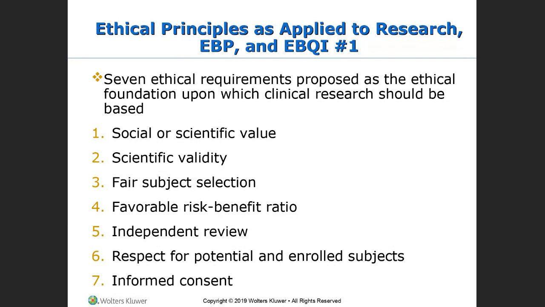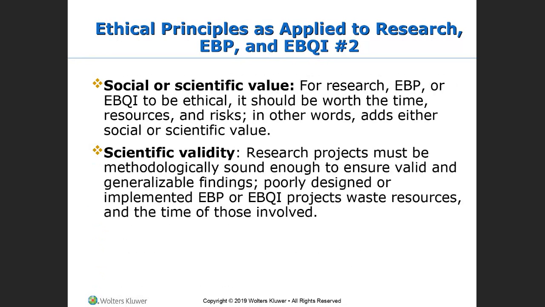There are 7 ethical requirements for proposed applied research that should be used, and we're going to go through all these a little bit more. Social or scientific value, scientific validity, fair subject selection, favorable risk to benefit ratio, independent review, respect for potential enrolled subjects, and informed consent. So let's just talk through each of those a little bit more.